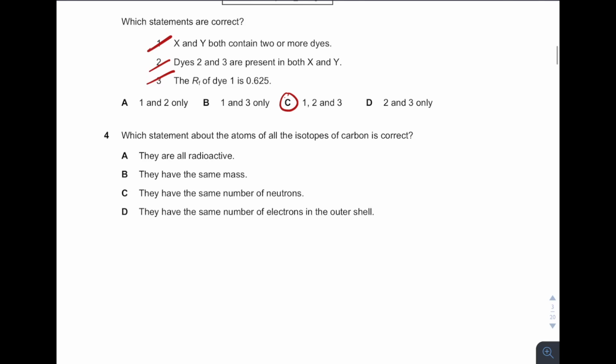Next, which statement about the atoms of all the isotopes of carbon is correct? Isotopes have the same number of protons but different numbers of neutrons. Atoms have the same numbers of protons and electrons. So the answer is that they have the same number of electrons in the outermost shell, the same number of valence electrons.